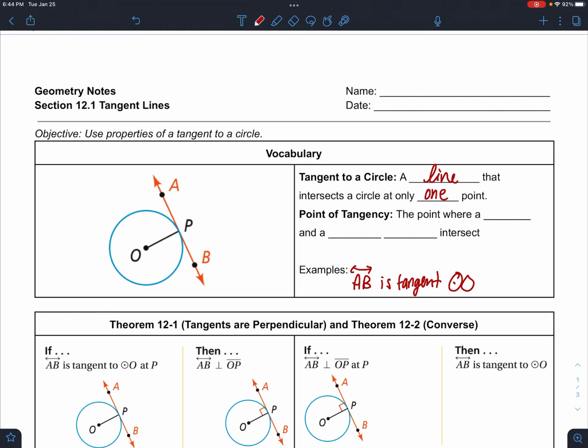Okay. A point of tangency is what you might think. It's the point where a circle and a tangent line intersect. Okay? So I could finish my sentence and say that line AB is tangent to circle O at point P, where this is a point of tangency.